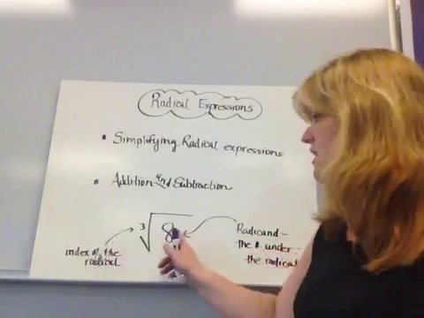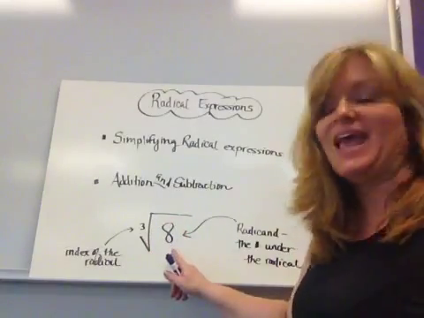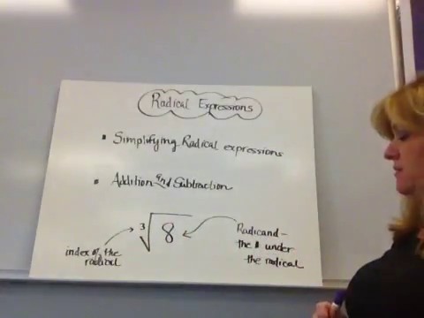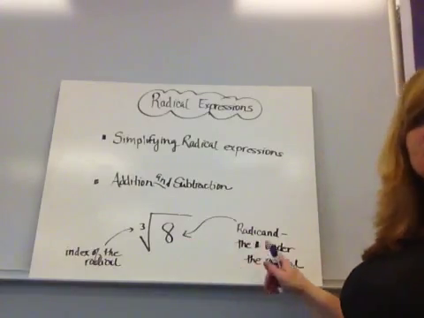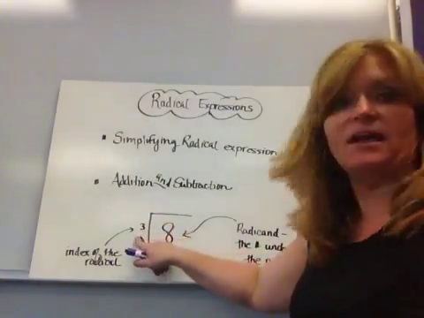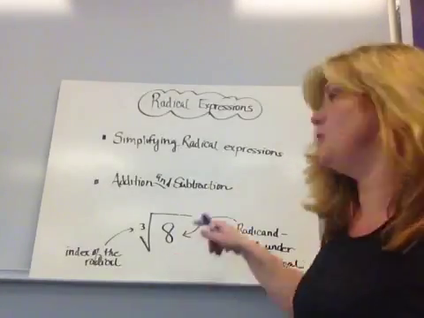That's called your index. The number underneath the radical, in this case 8, is the radicand. So the number underneath is the radicand. So radicand, index. Index, radicand, just so you know.